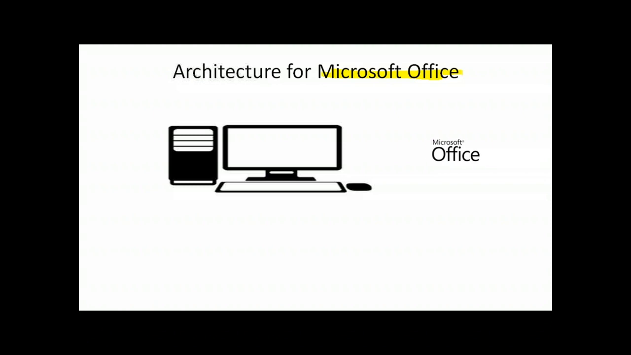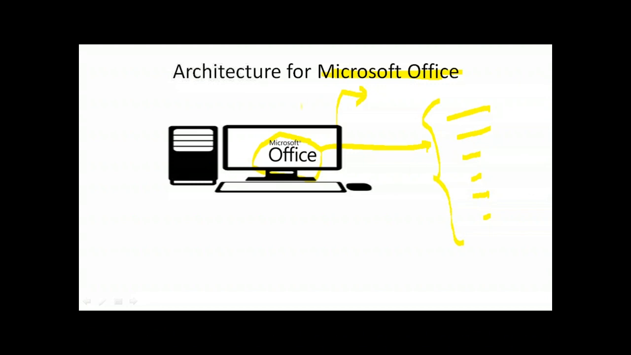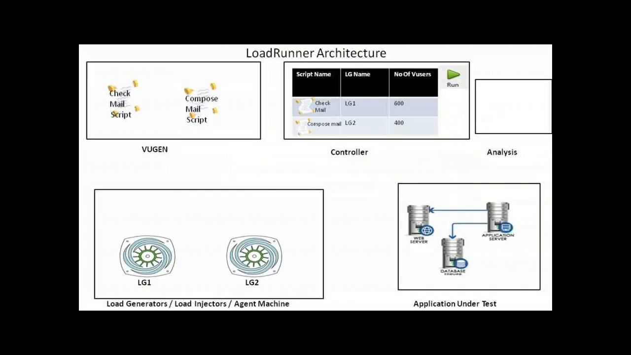It is very, very simple. You take any system and install Microsoft Office on that, and that's about it. That's the architecture. There is the hardware, the host on which the software is installed, and the software is lying over there. When you install Microsoft Office, multiple components are installed, like Word, Excel, PowerPoint, and all of them are lying on the same system.